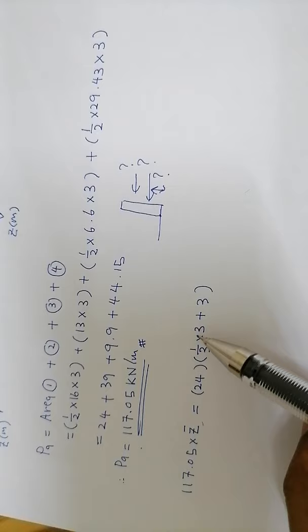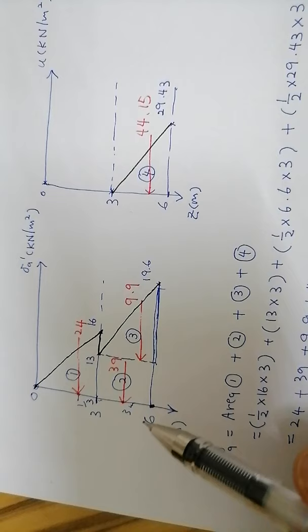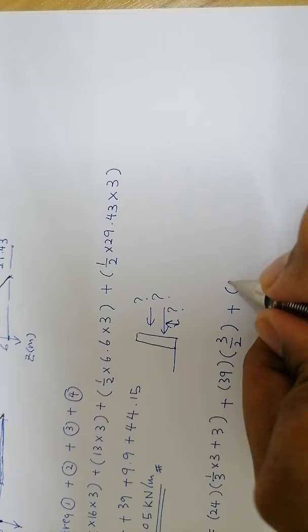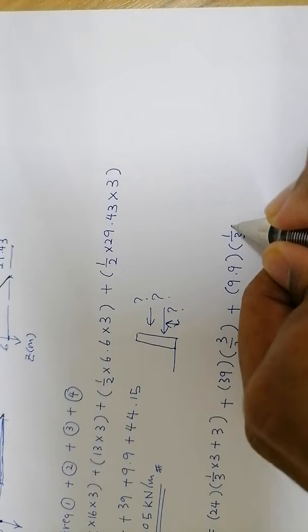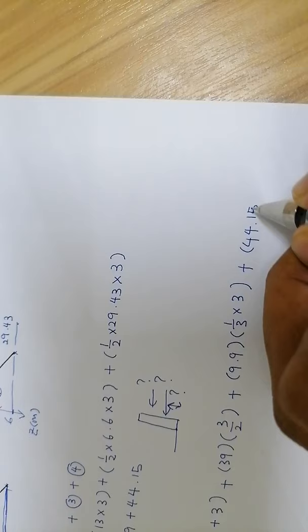This is the square. This is the height of the square at the bottom. Okay, plus 39 times, this is very simple, 39 times 3 divided by 2 plus, okay, I'm gonna do this quickly. So 9.9 times 1/3 times the height of the triangle plus 44.15 times 1/3 of the height.